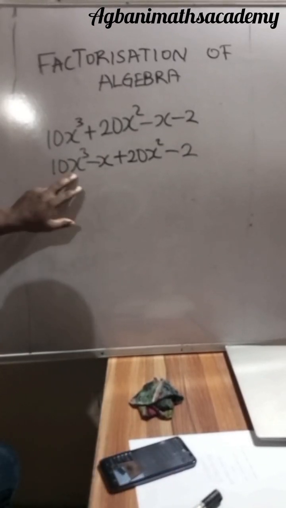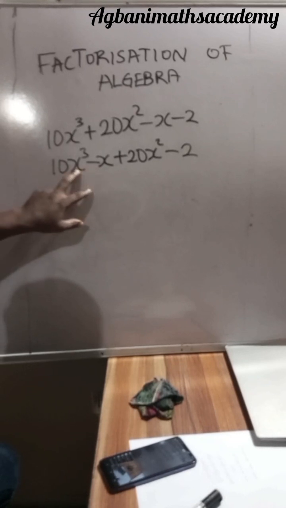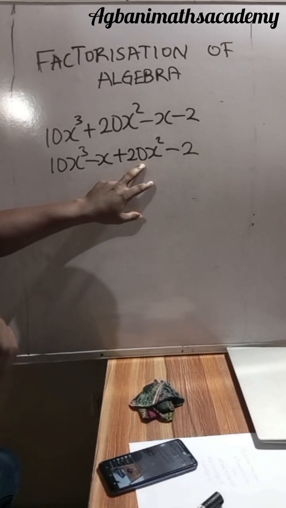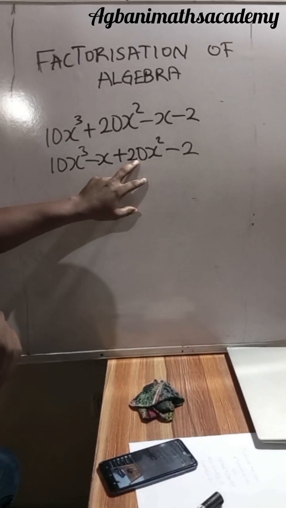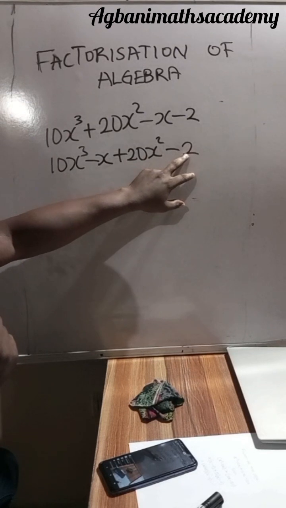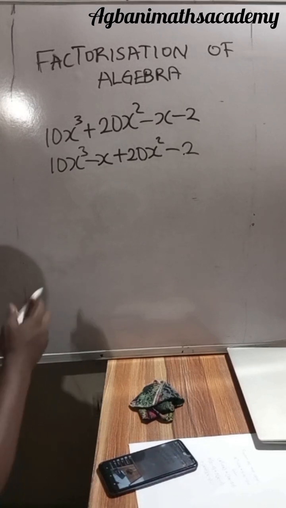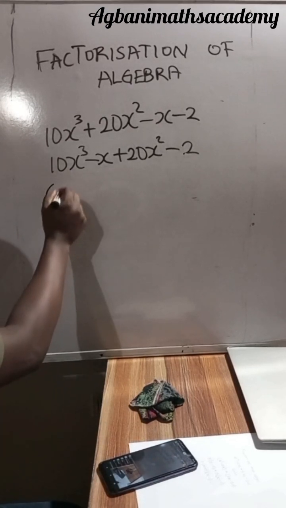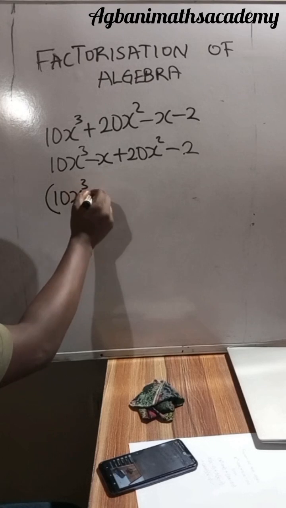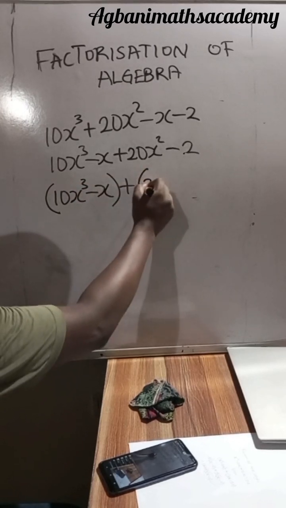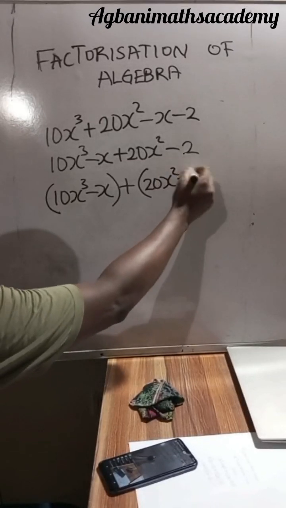If you look at this point, there is something in common. What is common here is x. There is x here and there is x here. If you look at this point, there is something in common. What is common here is 2. 2 can divide 20 and 2 can divide 2. So we have something in common in both groups. Let's put the groups in order. In group 1, we are going to have 10x raised to the power 3 minus x, plus in group 2, we are going to have 20x squared minus 2.